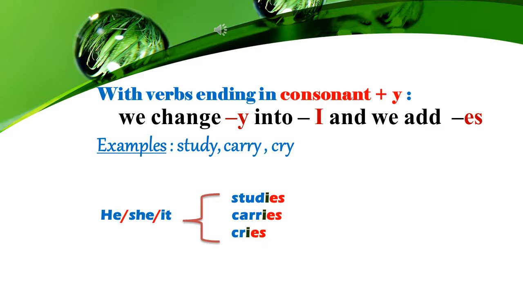يعني إلا كان عندنا واحد الفعل كينتهي ب consonant plus y شنو كنديرو؟ we change y into I and we add es. كنبدلو هاديك y ب I وكنزيدو es. So example study أدرس ولا أتعلم carry أحمل cry أبكي أو بكى. For example فعل بكى. So he, she, it شنو كنزيدو الفعل studies كنحيدو هاديك y وكنبدلوها ب I وكنزيدو es. And the same for carries we change the y into I and we add es. And the same for cries we change the y into I and we add es.